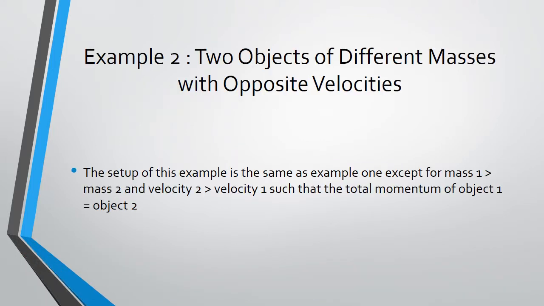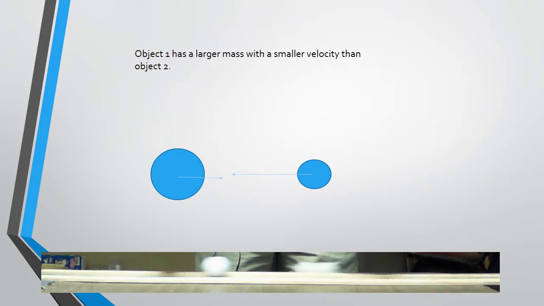Example 2. Two objects of different masses with opposite velocities. The setup of this example is the same as example 1, except that mass 1 is greater than mass 2, and velocity 2 is greater than velocity 1, such that the total momentum of object 1 is the same as that of object 2. Object 1 is a golf ball and has a larger mass with a smaller velocity than object 2, which is a foosball.